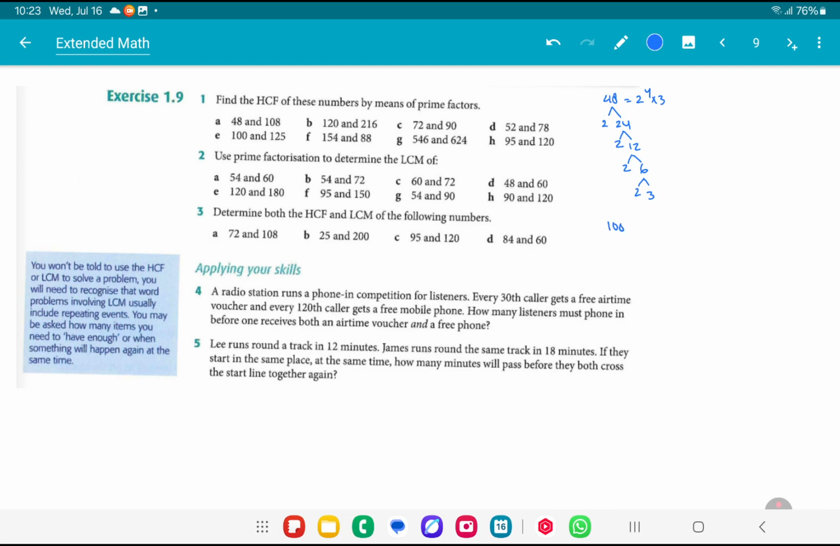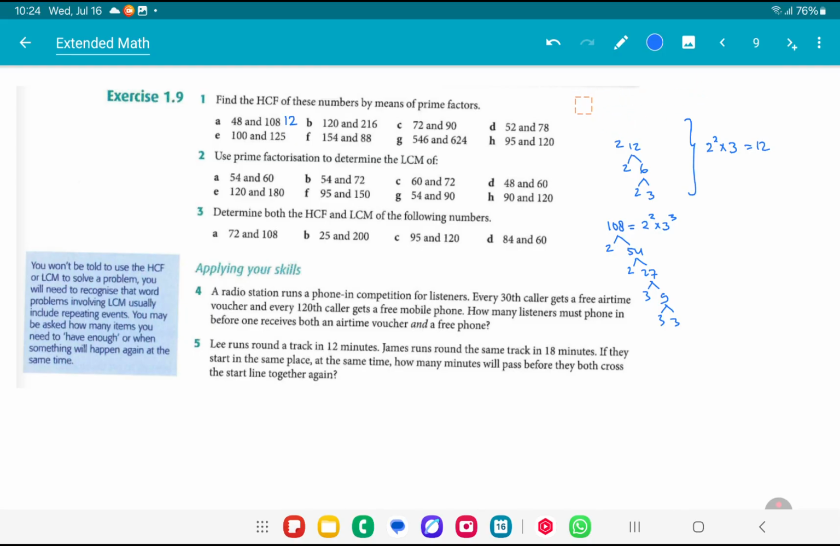Then for 108, we divide by 2, we get 54, 2, 27, 3, 9, 3, and 3. So the product of prime factors is 2 square times 3 cube. For the highest common factor, we both get 2 as a factor and 3, and we write down the lowest power in this. So 2 times 2 times 3, 4 times 3, the answer is equal to 12.